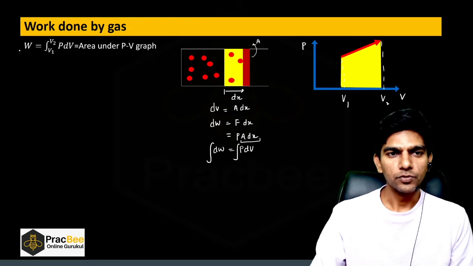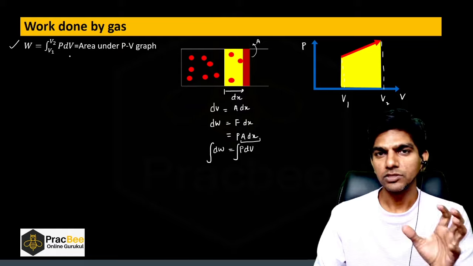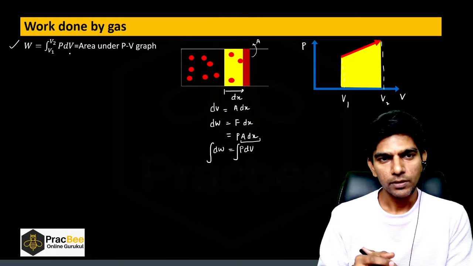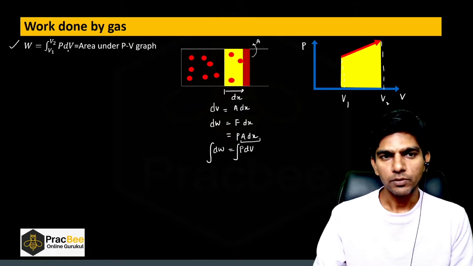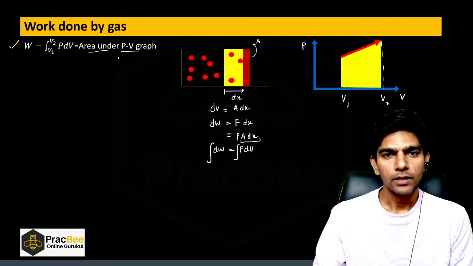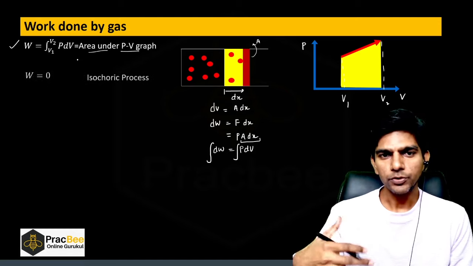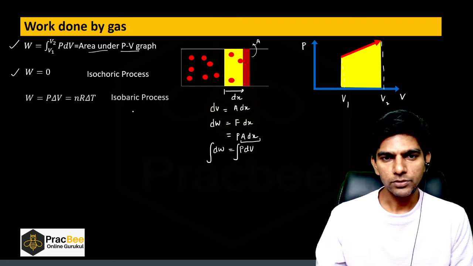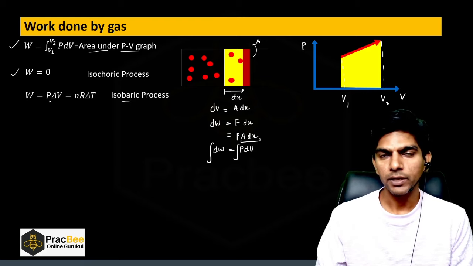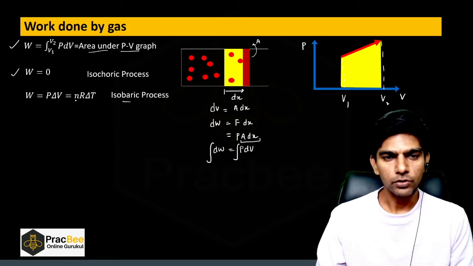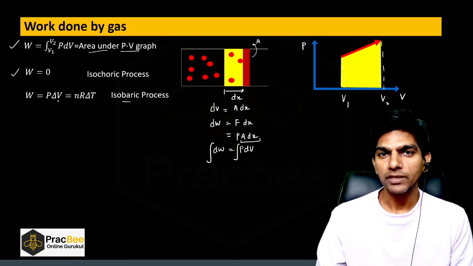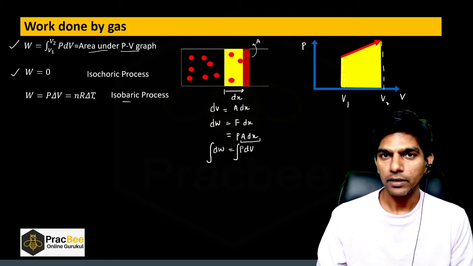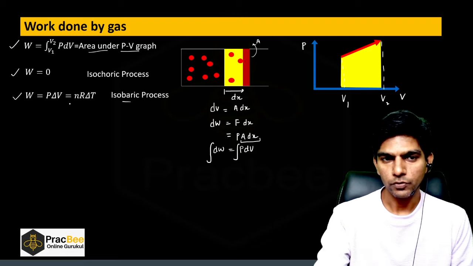So we can say the work done will be given by this formula. This is a general formula, and we can apply it for any process: integral of P dV, where V is varying from V1 to V2. And if the graph is given to you, you can find the area under the pressure-volume graph and you will get the work done. Now for different processes: in an isochoric process, where volume is constant, work done is 0. In the case of an isobaric process, the work done will be given by P delta V, where delta V is the change in volume, and by using the ideal gas equation, it can be written as nR delta T. So you should remember all these formulas.